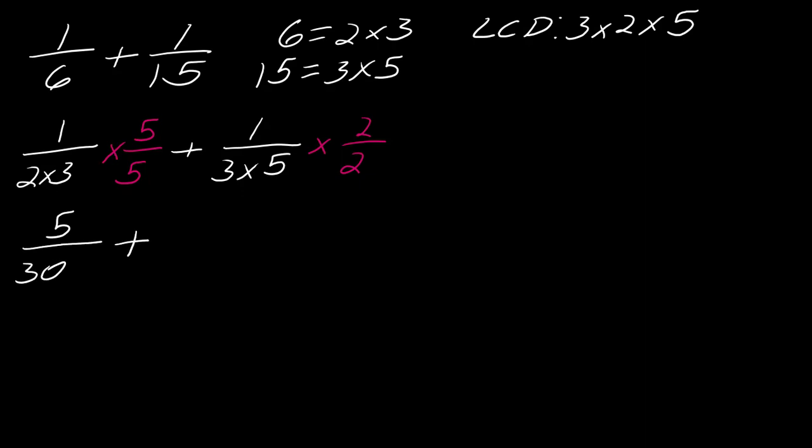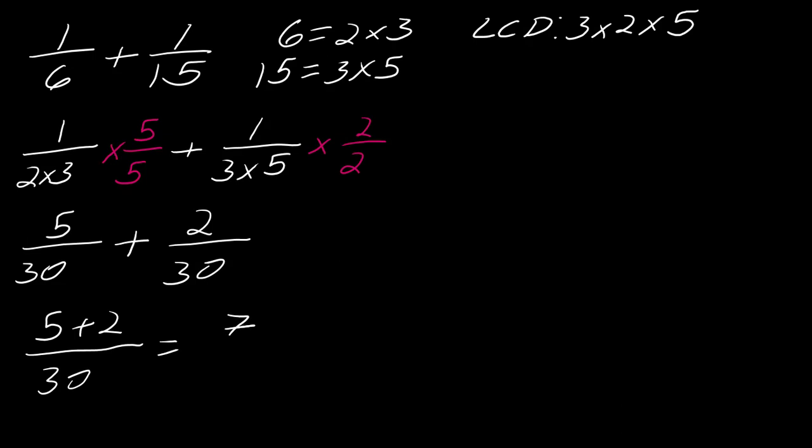And then for the other one, 1 times 2 is 2, and the bottom is going to be 30. So this is really what you need when you want to add two fractions with unlike denominators. You just need to get them a common denominator, and then in the end it's just a matter of adding the tops. You bring the denominator along, and in the end you get 7 over 30. So this is one way that you can do this work.